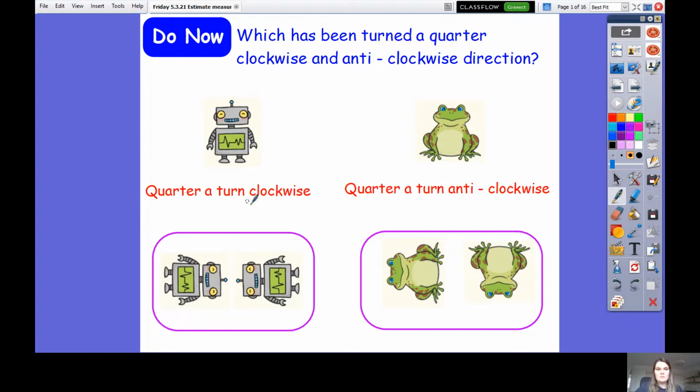Fantastic. Okay, what do we think? Which of these robots has made quarter a turn clockwise? You are right. Well done. It is the robot on the left, because when we look at his head should have reached this point here. So this is the robot that's done quarter a turn clockwise. What about the frog then? Can it be this frog? No. Why can't it be that frog? Because he's made a half turn. Very good. So it's got to be this one. How do we know that it's gone anti-clockwise? Well done, because the eyes needed to reach this point here, and we can see that they have.